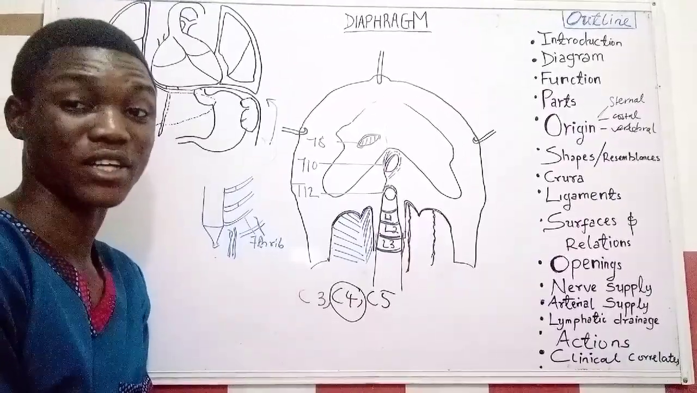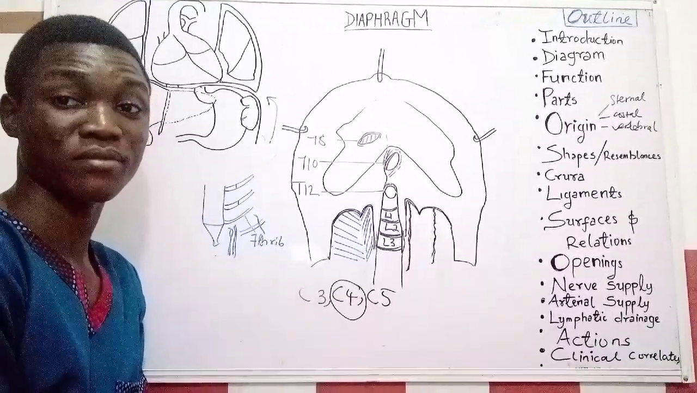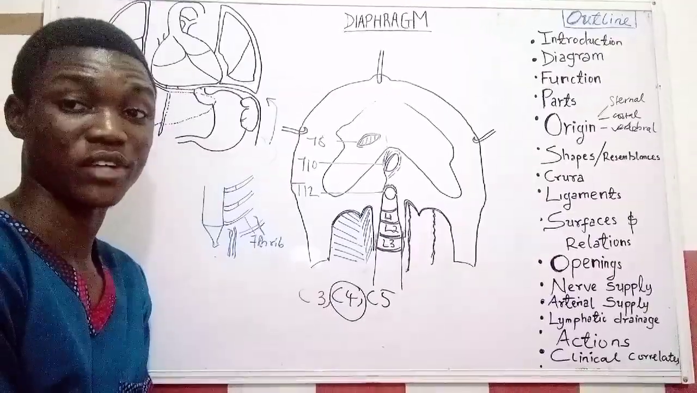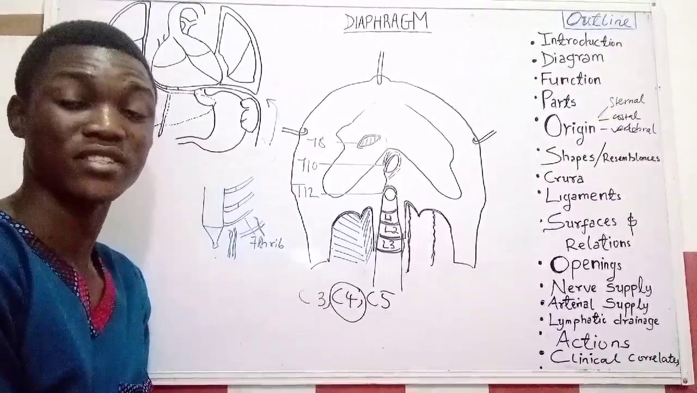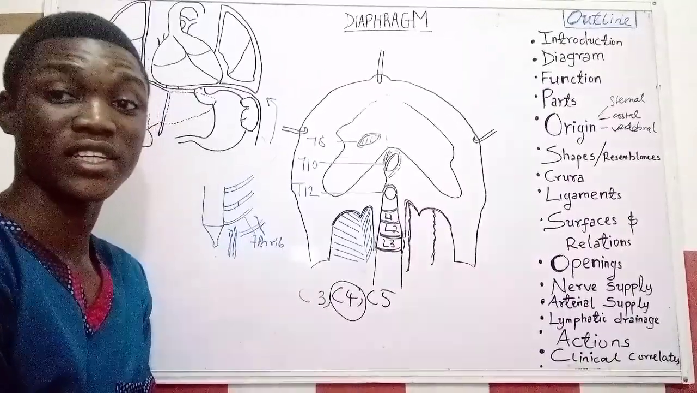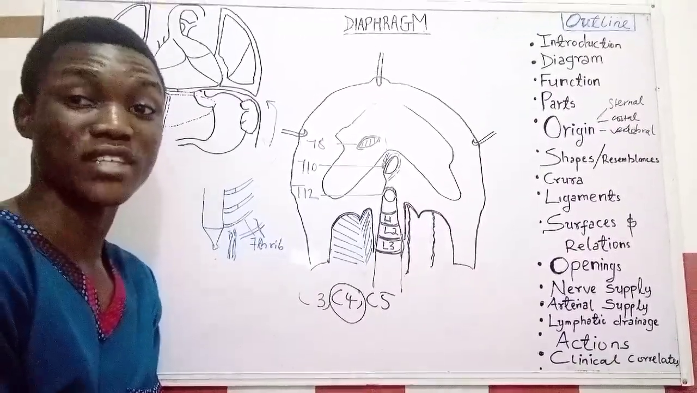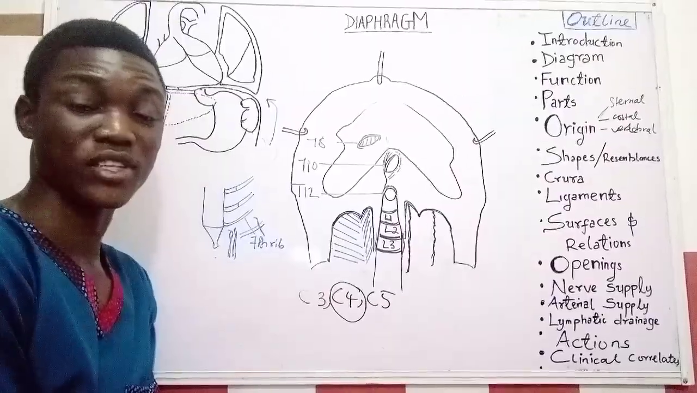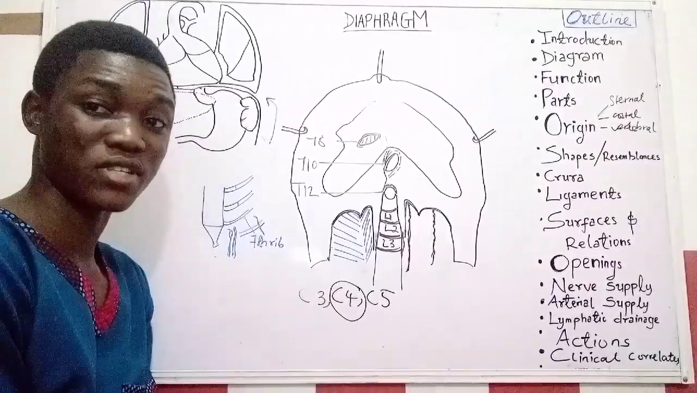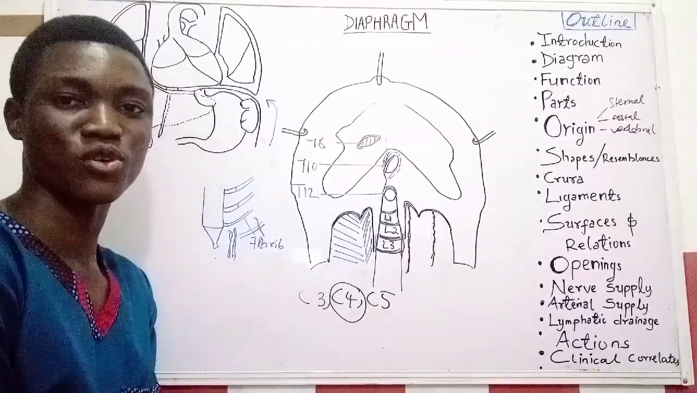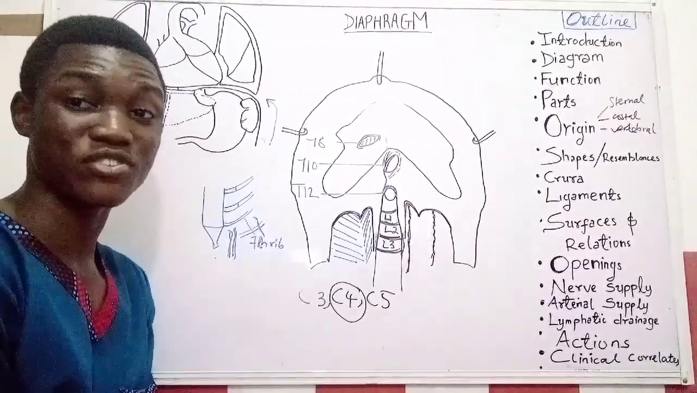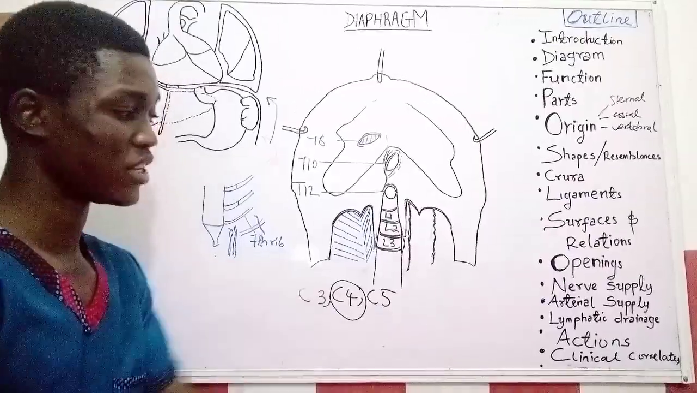The musculophrenic artery, just like the superior epigastric artery, is also a branch of the internal thoracic artery. Also, we have the lower intercostal arteries and the subcostal artery, which also supply the diaphragm. The lower 5 intercostal arteries and subcostal artery are branches of the aorta. So next we'll be going to the lymphatic drainage of the diaphragm.